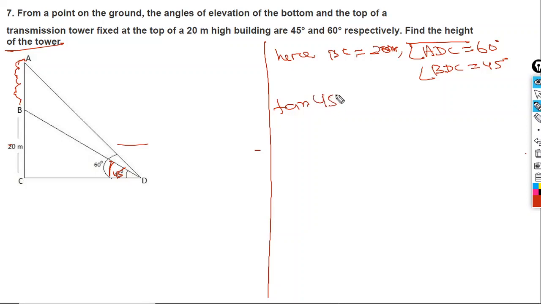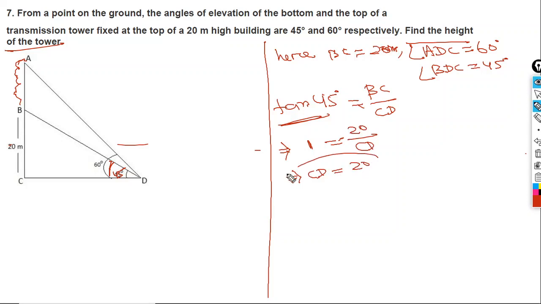Tan 45 degree will be equal to BC by CD. BC by CD implies tan 45, you know, is equal to 1, equals BC, the length you know is 20, by CD. This implies that CD equals 20. So we got the length of CD equal to 20 meter. Now we will find tan 60. From tan 60 we can find the length of AC.